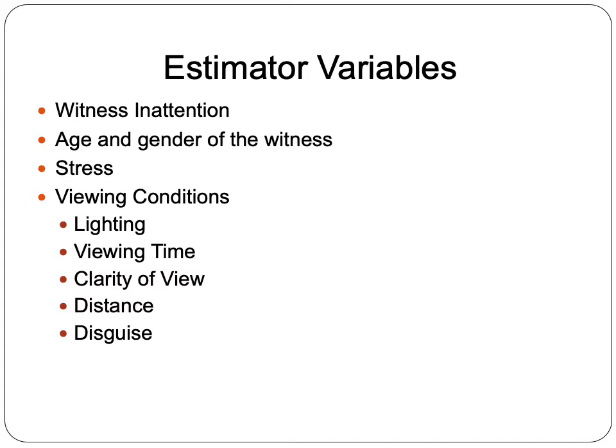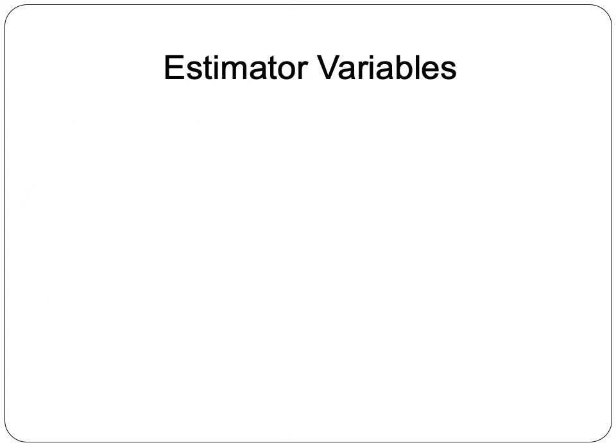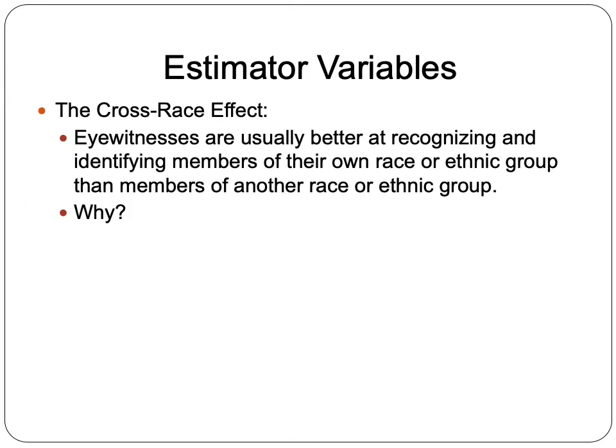Now, with those specifically, we'll talk about some more estimator variables. For example, the cross-race effect. Eyewitnesses are usually better at recognizing and identifying members of their own race or ethnic group than members of another race or ethnic group. Why?